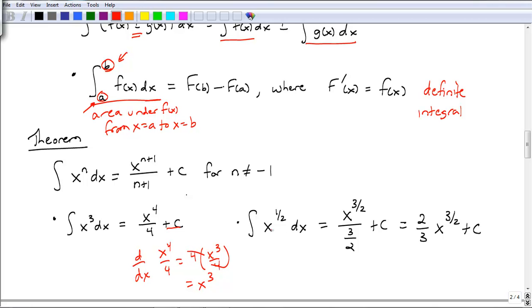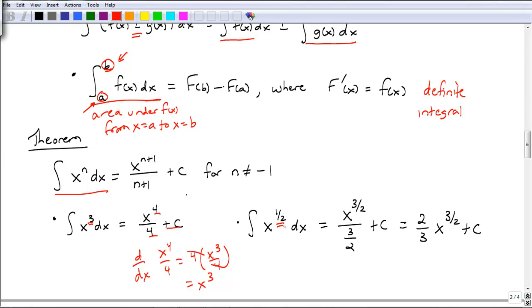If I take the integral of x to the 1/2, I add 1 to that, I get x to the 3/2 divided by 3/2, which is 2/3 x to the 3/2. The general formula, this is the power rule. It says if you raise x to the power in an integral, add 1 to the power and divide by that number, plus c. So notice here the power was 3. I added 1 to the power and divided by that number.